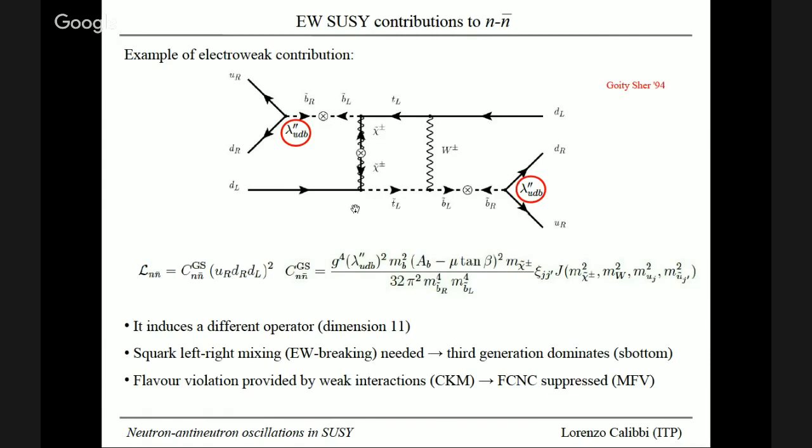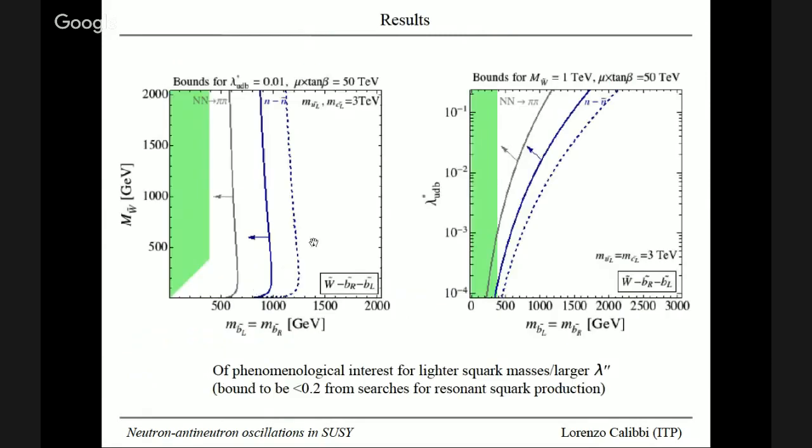You don't have to assume a source of flavor violation beyond the one that is already present in the standard model. But the effect is much smaller, but also the bounds are much weaker from the LHC. So here I'm showing the present constraint from n-nbar and the possible improvement by the proposed experiments. Anyway, also here we can test squark masses up to order 2 TeV if the coupling is large.